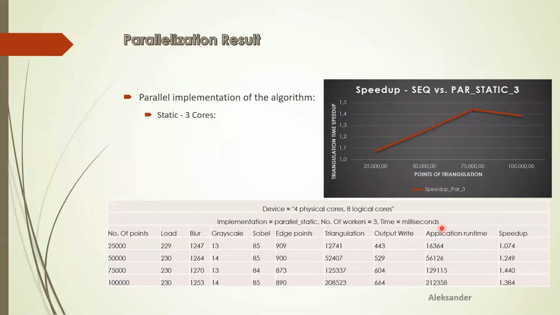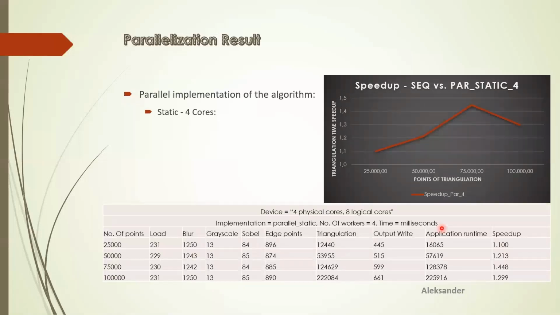It's worth noting that the device we've been testing these on has 4 physical cores. And for that reason, the final test we ran was static scheduling with 4 cores. We see similar results. Speed up is steadily rising, and it reaches almost 1.45 as we reach 75,000 points. But then again, it drops, this time more significantly than for 3 cores, as we reach 100,000. So we see a rise until 75,000 and a significant drop afterwards.